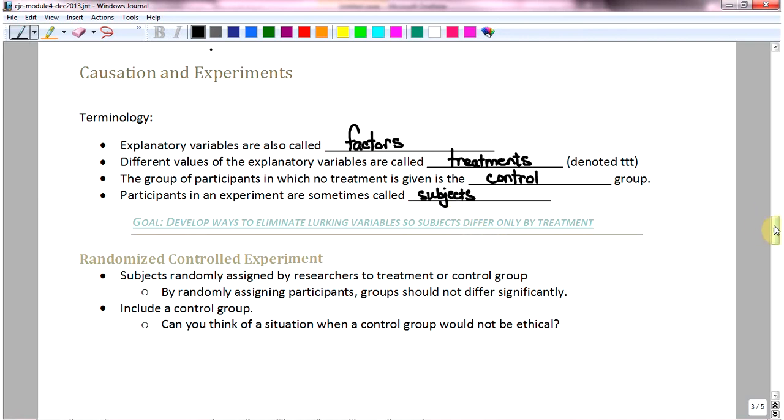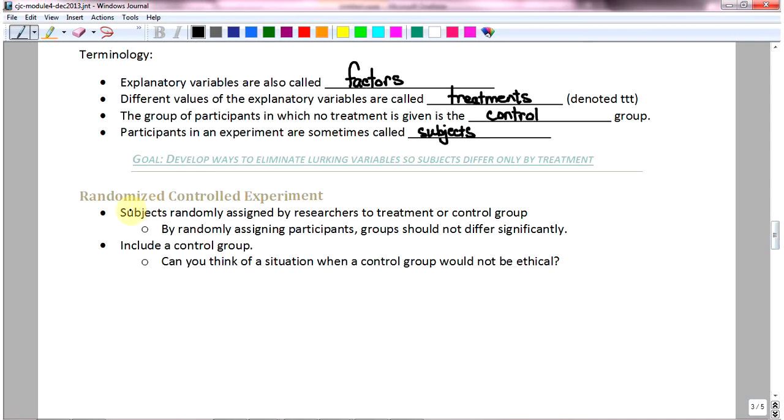Okay, so one way that we can minimize lurking variables is by using a randomized controlled experiment. So in this type of design, subjects are randomly assigned by researchers to either the treatment or control group. By randomly assigning the participants, the groups should not differ significantly. Secondly, the inclusion of a control group gives us a way to see if there does seem to be a difference between people who have received a treatment and people who have not received a treatment.